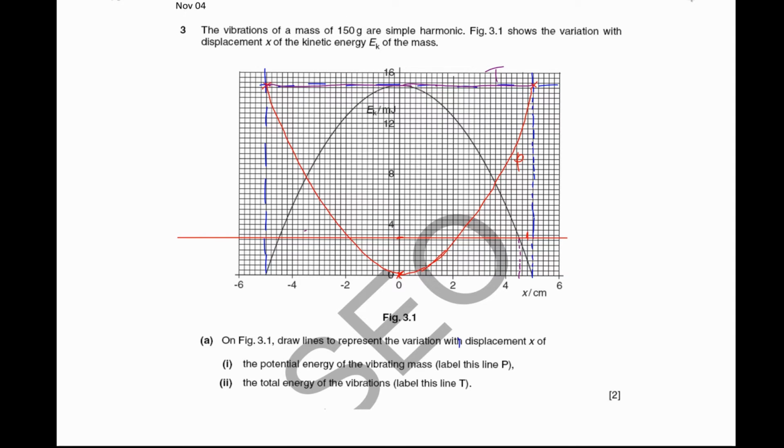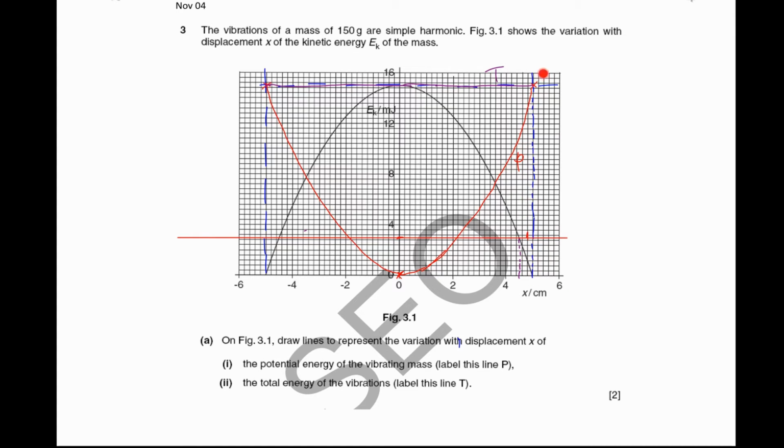So for this question, if you want to find out what is the potential energy, remember they already drew the KE for you. Some of the things that you must be careful about: since this is an energy versus displacement graph, this represents the amplitude. So when you draw the PE graph, don't exceed this value.